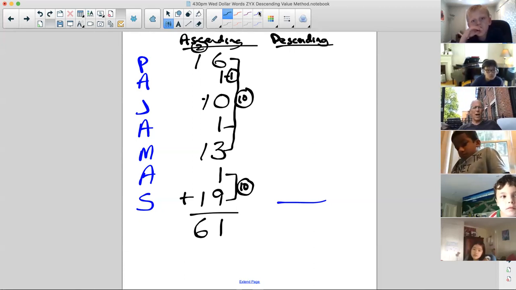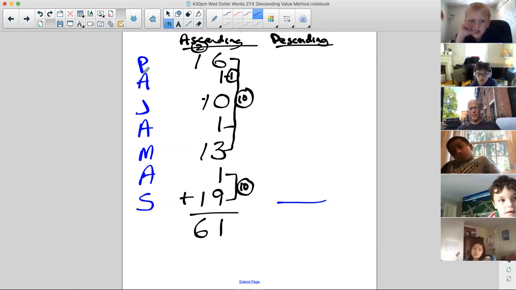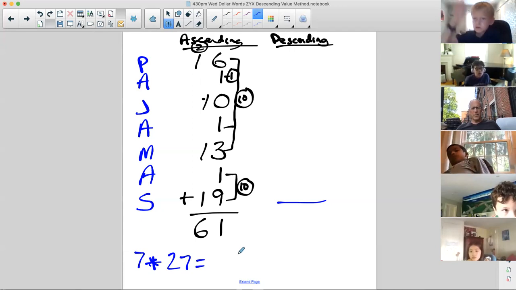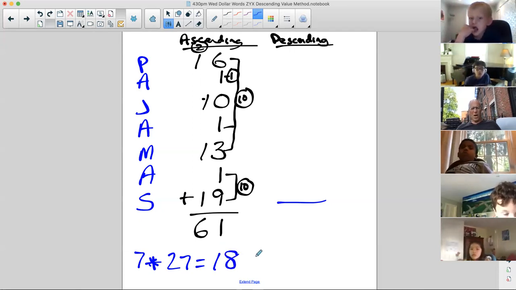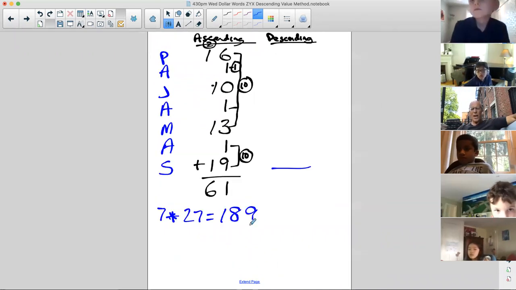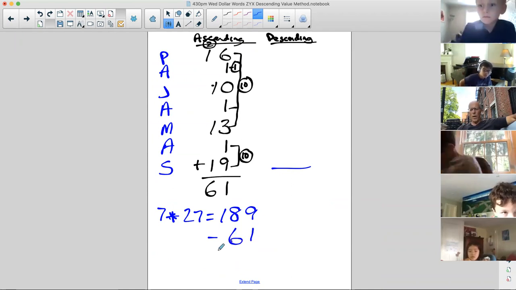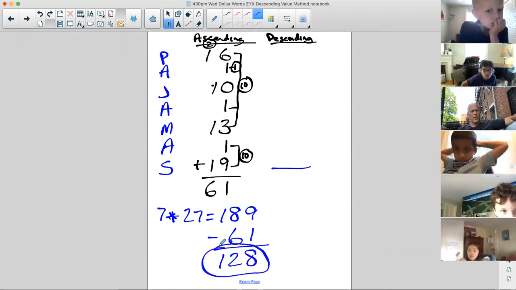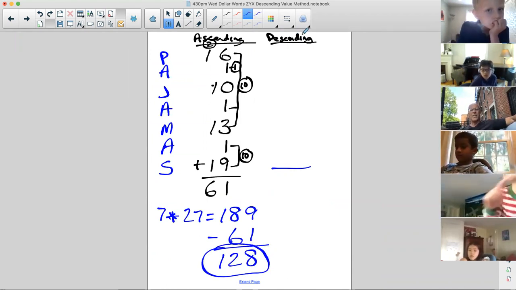Now it's really important that we got the right number. Now everybody, how many letters are in pajamas? 7. Wait a minute. We already know 7 times 27. Who remembers the product of those two numbers? Go ahead, Raymond. 187. Well, it's not 187, but it's really close. Brennan? 189. Right. Now, everybody subtract 61 from 189. And what do we get? 128.